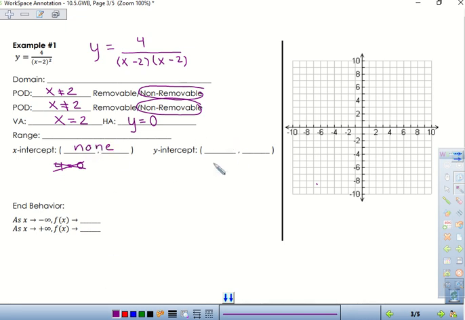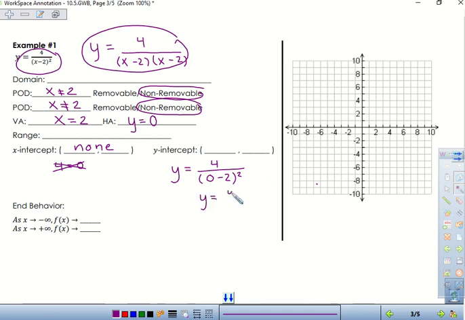To find the y-intercept, you're going to take the entire equation and plug in 0 for x. Now it doesn't matter if you want to plug it into this one or the written out version, they're the same thing. So you choose which one you feel better about plugging it into. So you're going to get 4 over 4, which is what? 1. So we plugged in a 0 and we got a 1.